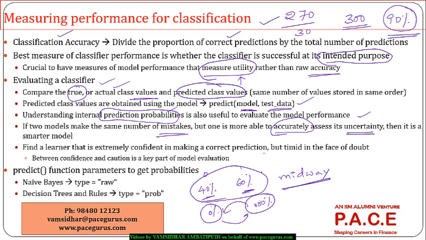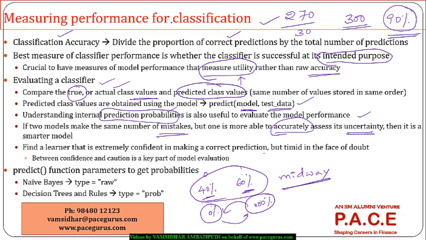Yes, I've taken a test data. On that test data, I am doing the prediction using the model, then comparing the actual values with the predicted values, and I'm trying to find out the accuracy of the model. But if two models make the same number of mistakes, I would like to see to what extent the uncertainty is assessed by each of the models.